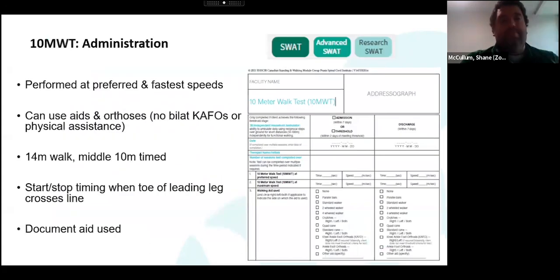The 10-meter walk is performed twice. So it's performed at preferred walking speed and fastest walking speed. You can use aids and orthoses, and there's a checklist on the bottom of the form to check off what outcomes were used. No bilateral KFOs or physical assistance, but typically in order to do this outcome, somebody would be at a 3B, which at that point they're able to walk without physical assistance anyways. You use a 14-meter track and you time the middle 10 meters, so that way they're already up in their stride when they get to the start and the finish line. You start and stop timing when the toe of the leading leg crosses a line, and as I mentioned, you can document the aids used below on the sheet.